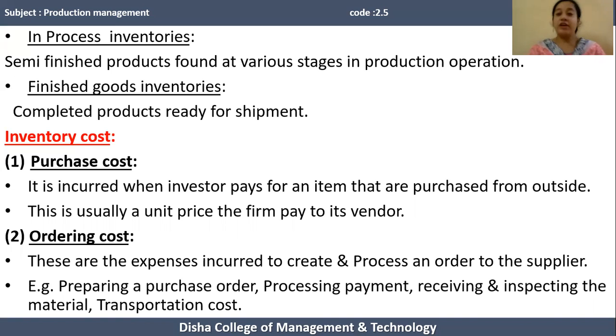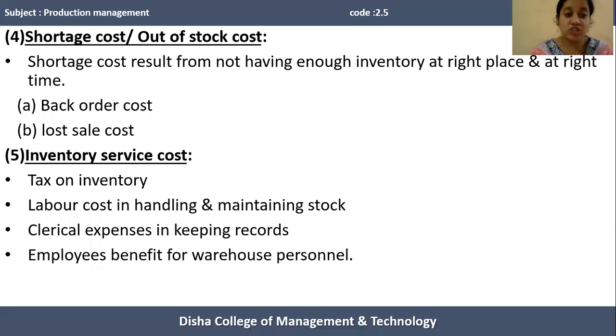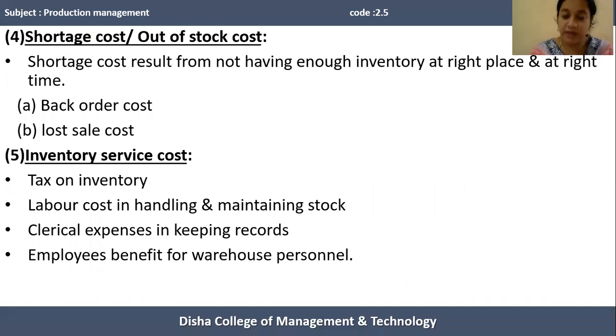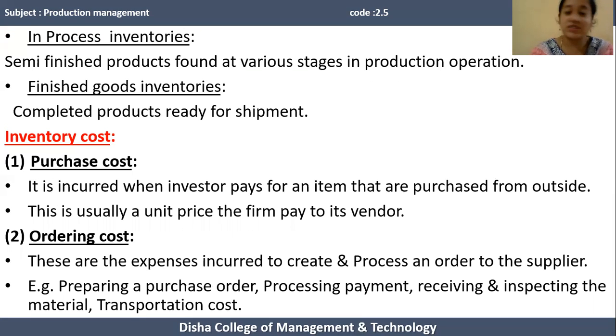There are a number of costs associated with inventory, that is purchase cost, ordering cost, holding cost, shortage cost and out of stock cost, inventory service cost, handling equipment cost and capacity cost. These are the various costs associated with inventory. Let me discuss various costs in detail. First one is the purchase cost.